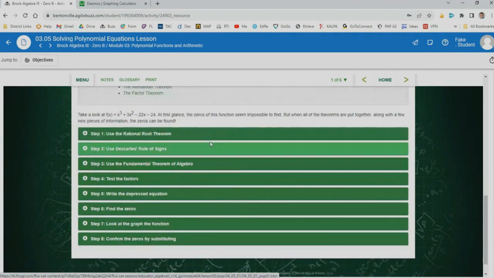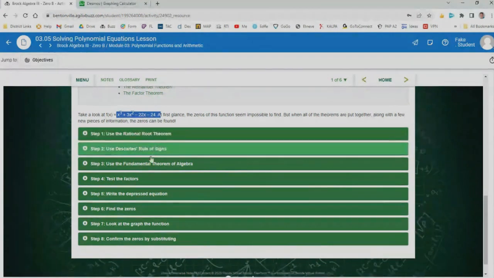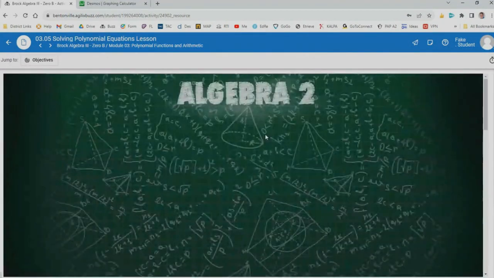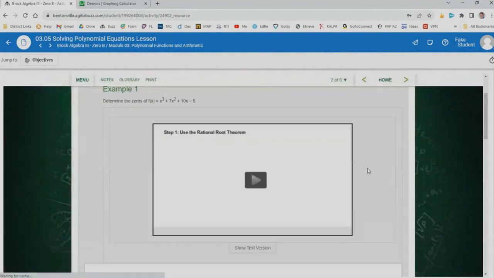And then here's another sample problem: x to the 3rd plus 3x squared minus 22x minus 24. And here's how to use those theorems to find the solutions. All right, so again, I'm not going to go through another example. You can go through those steps. For example, there are lots of videos in these lessons, which is great.